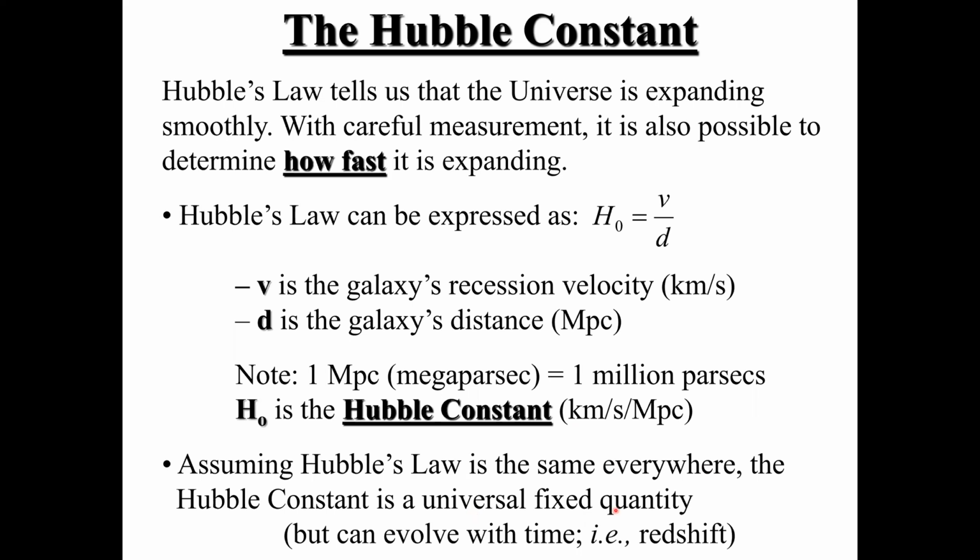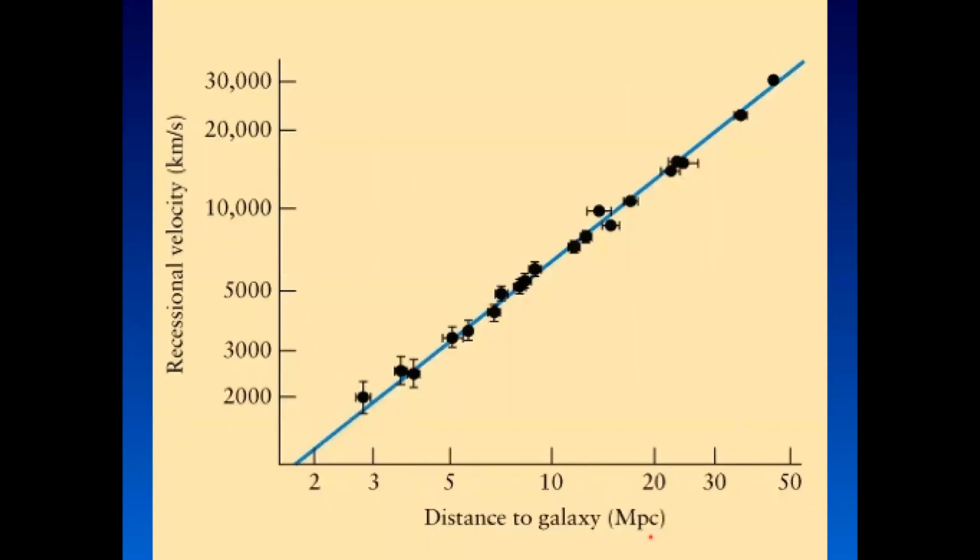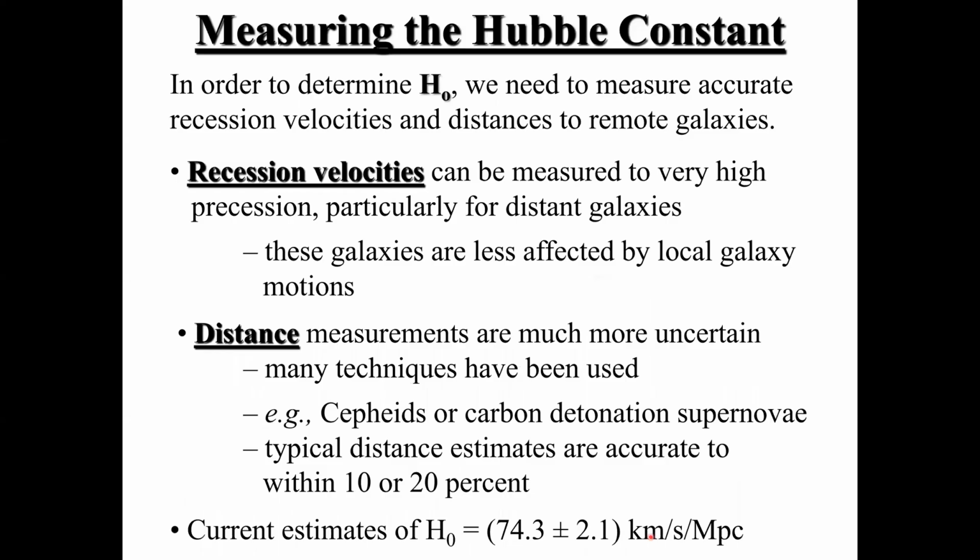So if we assume that the Hubble law is the same everywhere, which means you have the same expansion rate, of course this is not the case if you go deeper into the subject, but if that rate is the same, we can assume that the Hubble constant is a universal fixed quantity. But actually, this can evolve with redshift or with time, right? And this is again the same graph.